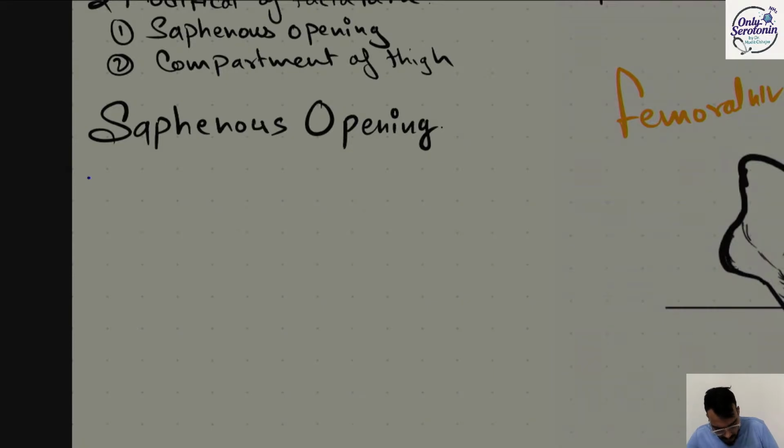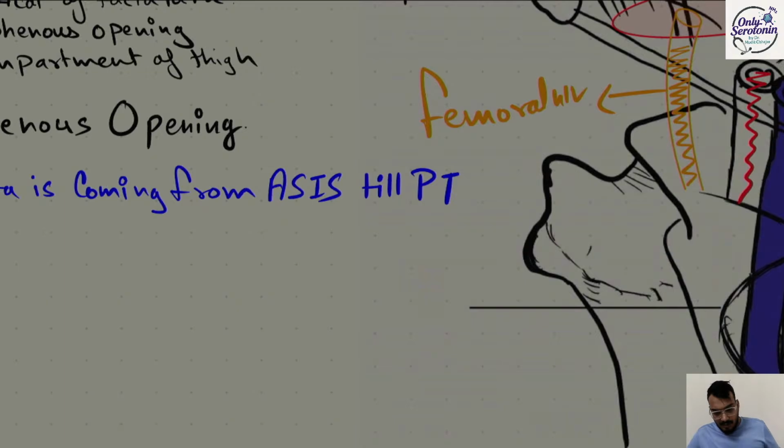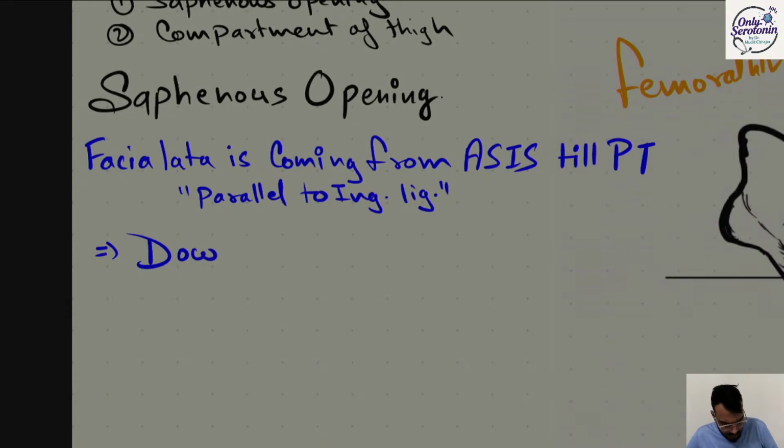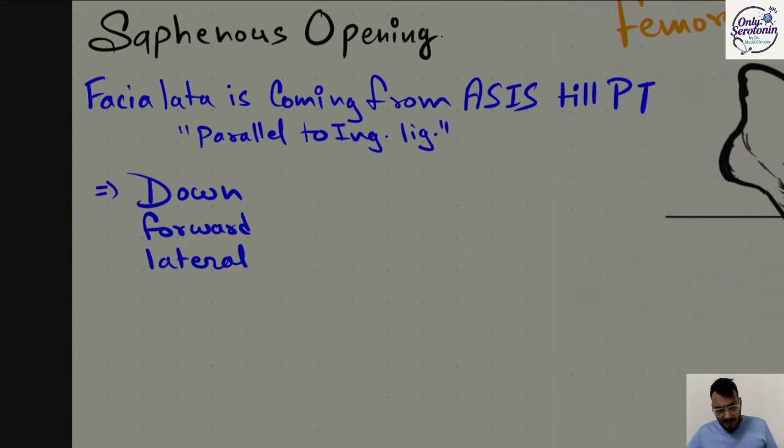So we are going to write the fascia lata. It is coming from ASIS till pubic tubercle, and fascia lata is going to go from pubic tubercle. It is what, guys? It is parallel to inguinal ligament. After this, what is going to happen? My fascia lata is going to go down, forward, and lateral.